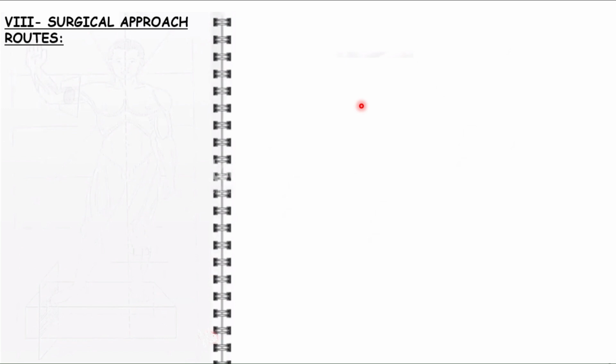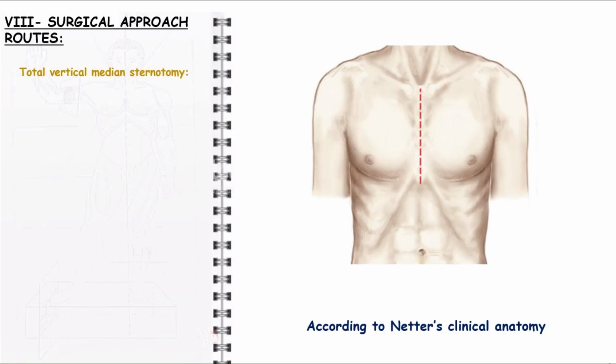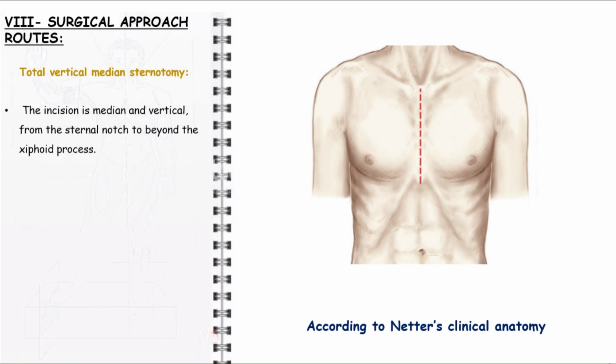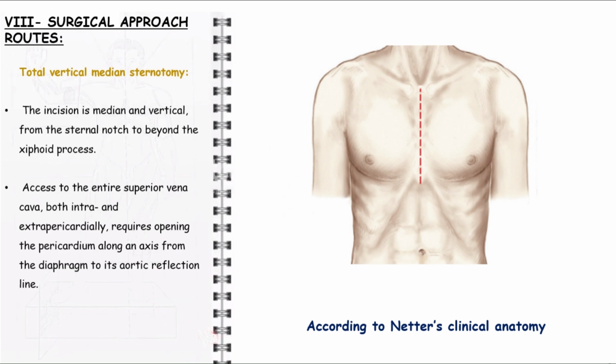Finally, let's tackle some surgical access routes to the superior vena cava. Starting with the total vertical median sternotomy. The incision is median and vertical, from the sternal notch to beyond the xiphoid process. Access to the entire superior vena cava, both intra and extrapericardially, requires opening the pericardium along an axis from the diaphragm to its aortic reflection line.